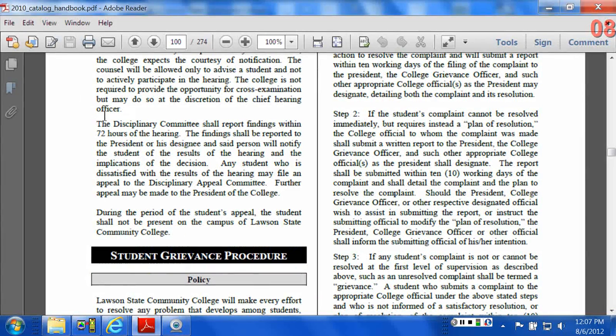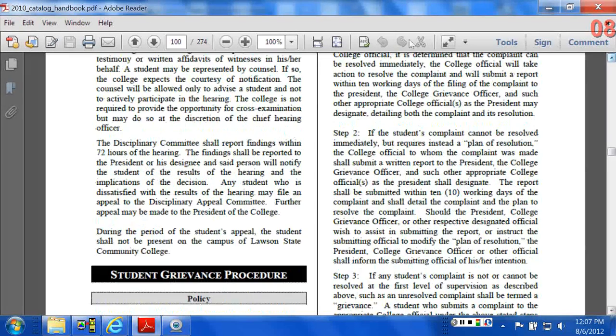Any student who is dissatisfied with the results, as a part of due process of the hearing, the student has the right to request an appeal, and there will be an appeals committee that will be convened, and that appeals committee would consist of a different set of persons rather than those who heard the original hearing.